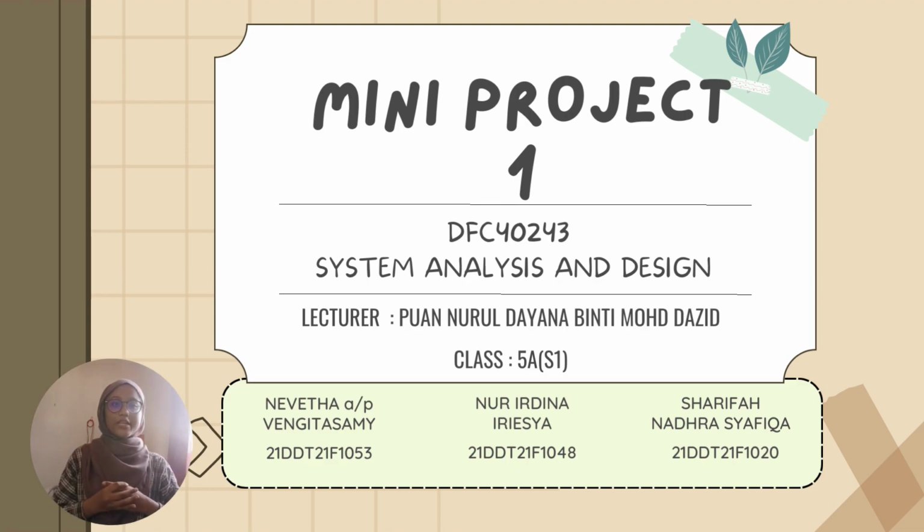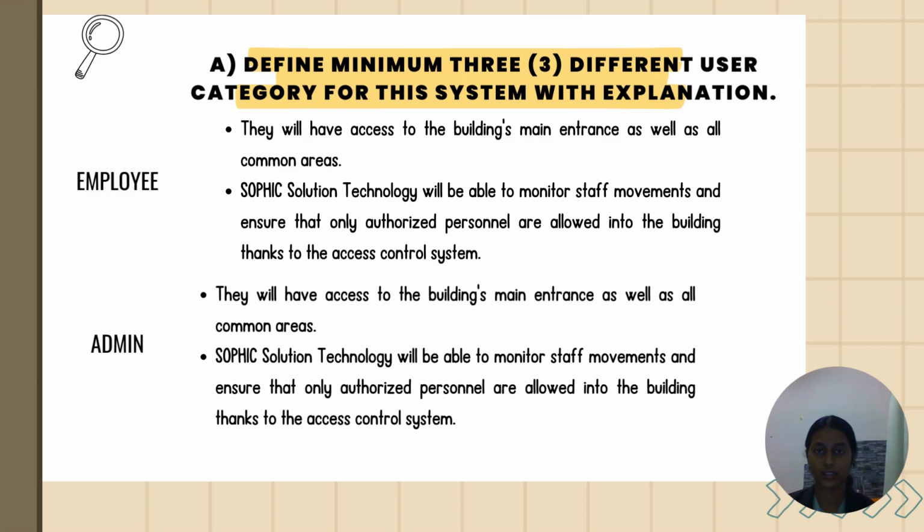First of all, my name is Irdina Elisha binti Norin. My matric number is 21DDT21F1048. Next, my group member's name is Nevetha, anak perempuan Wenggita Sami. Her matric number is 21DDT21F1053. And the last group member's name is Sharifah Nadra Shafiqah. Her matric number is 21DDT21F1020. So the first question is to define a minimum of 3 default user categories for this system with explanations.